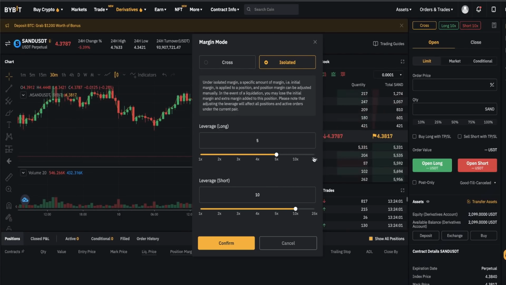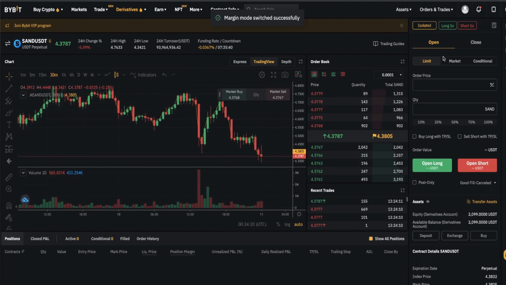You can see the leverage is actually much less. Here for USDT contracts, you only have 25x for these altcoins. You don't have the 100x like you have on the Bitcoin inverse perpetual contracts. So let's put this down to 5x leverage. Go ahead and click on confirm to confirm that.